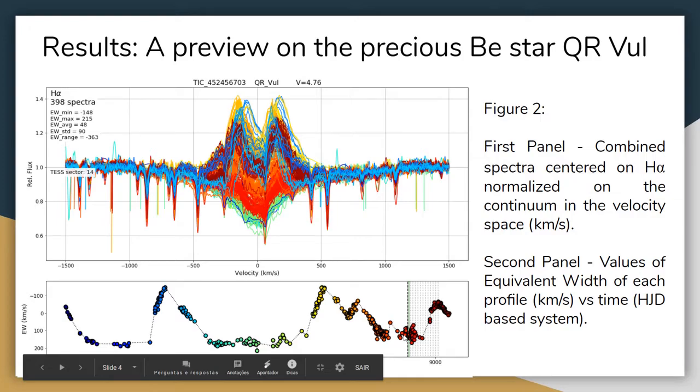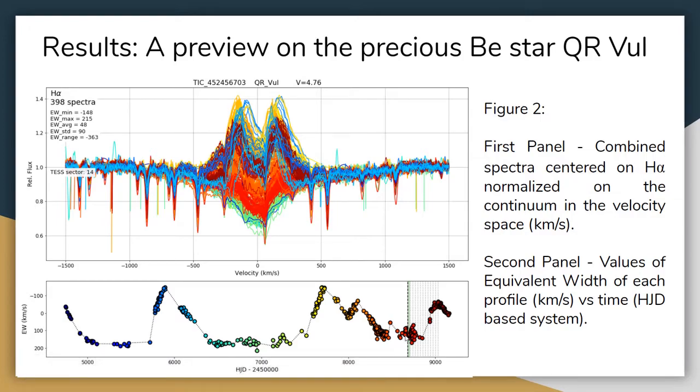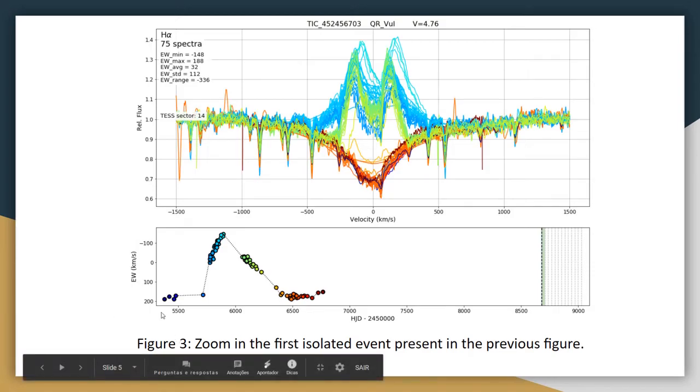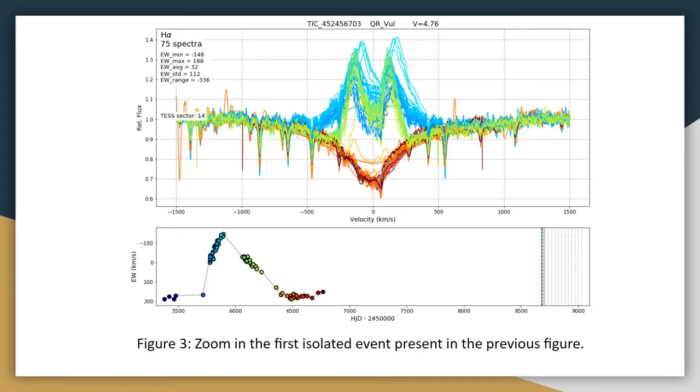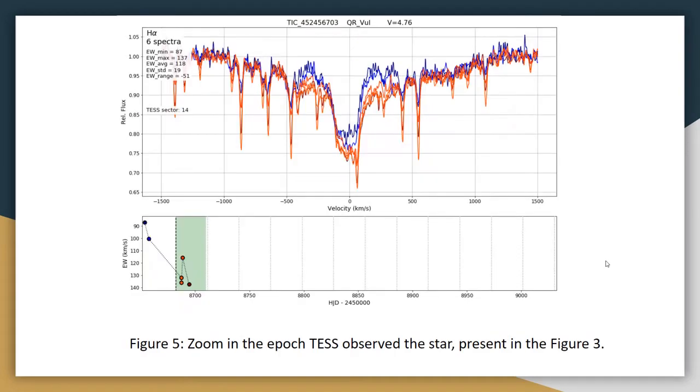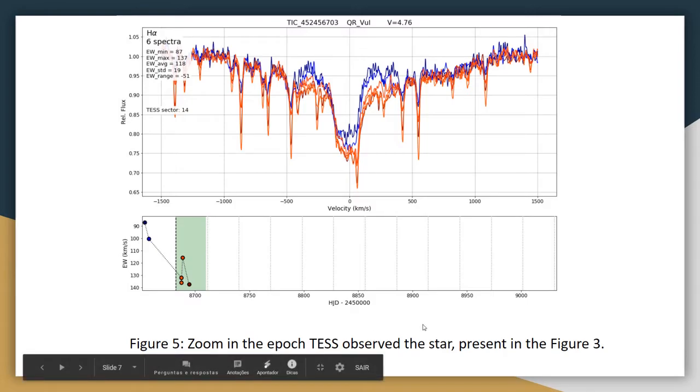So here, the star was without disk, with absorption in H-alpha. This is assumed the first isolated event present in the previous figure, so you can see clearly what is going on, with the disk rising and then dissipating, and the profile changing over time. Here we can see the second isolated event with a longer dissipation, and here we can see the zoom in on the epoch TESS observed the star, present in figure 3.